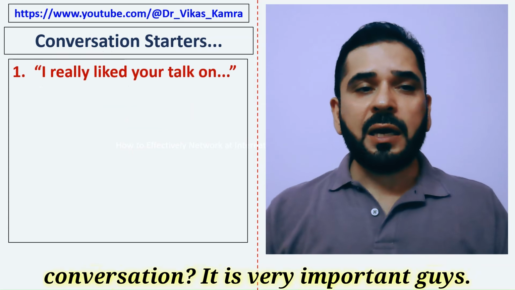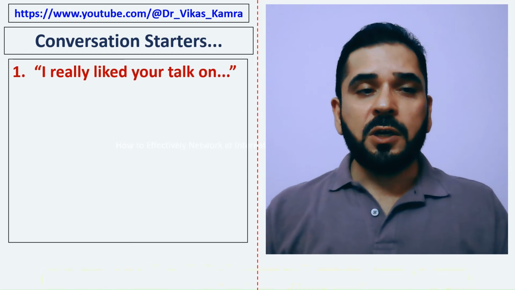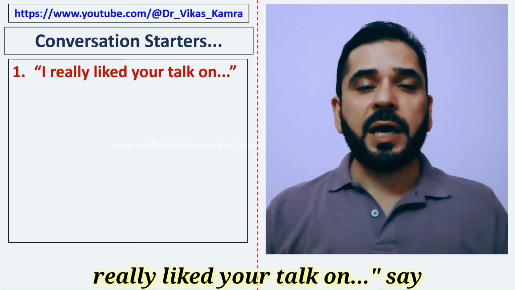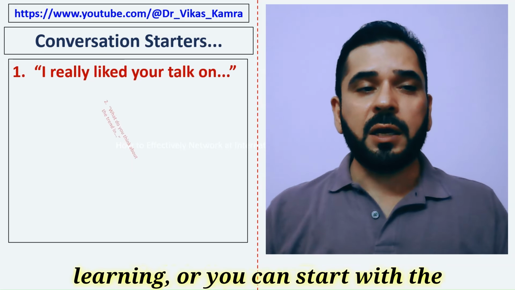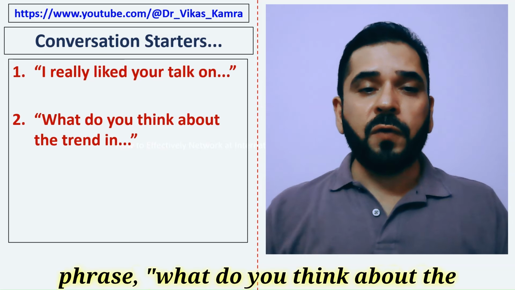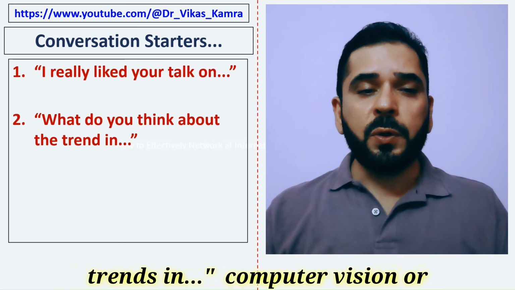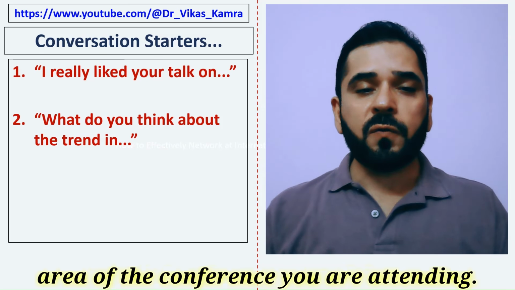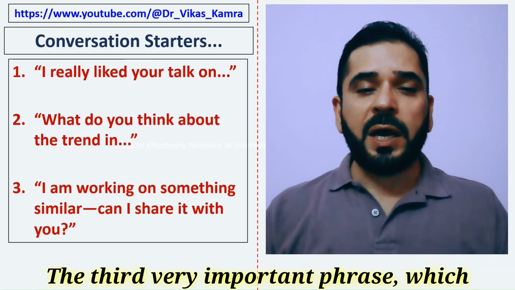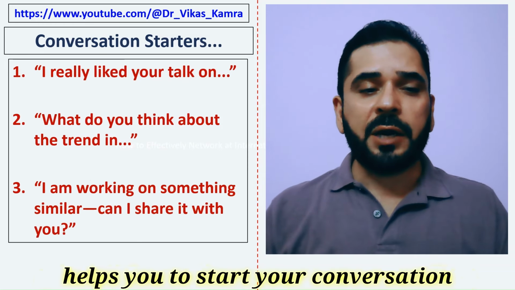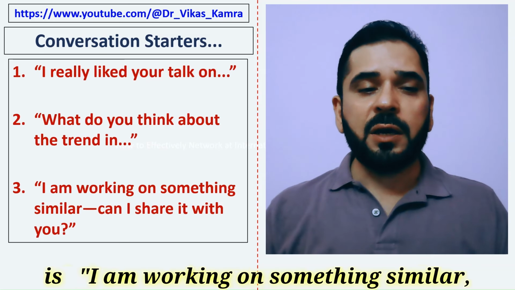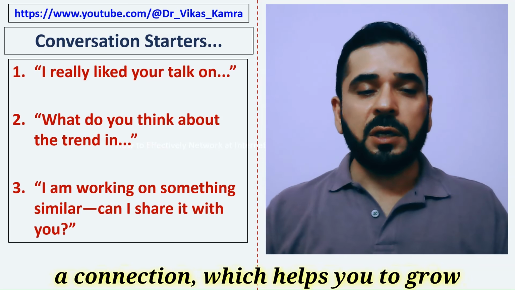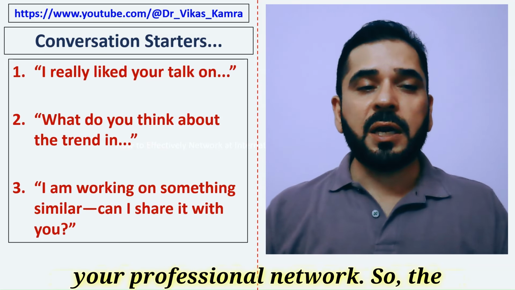So, how to start a conversation? It is very important, guys. You should start with a phrase like, I really liked your talk on, say, artificial intelligence or machine learning. Or you can start with the phrase, what do you think about the trends in computer vision or management or human resource? Whichever area of the conference you are attending. A third very important phrase which helps you to start your conversation is, I am working on something similar. Can I share it with you? It establishes a connection which helps you to grow your professional network.